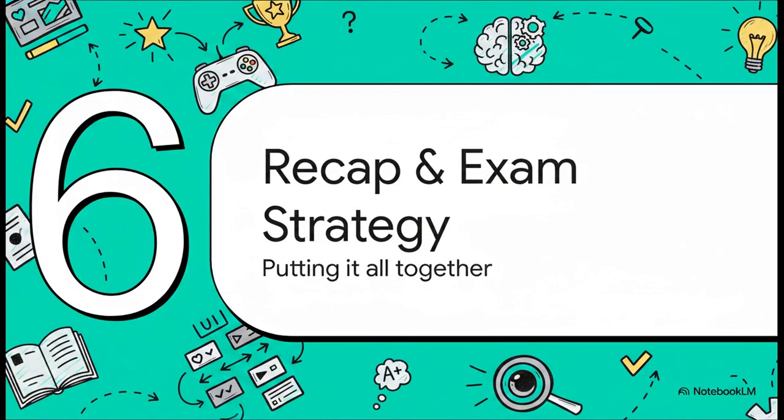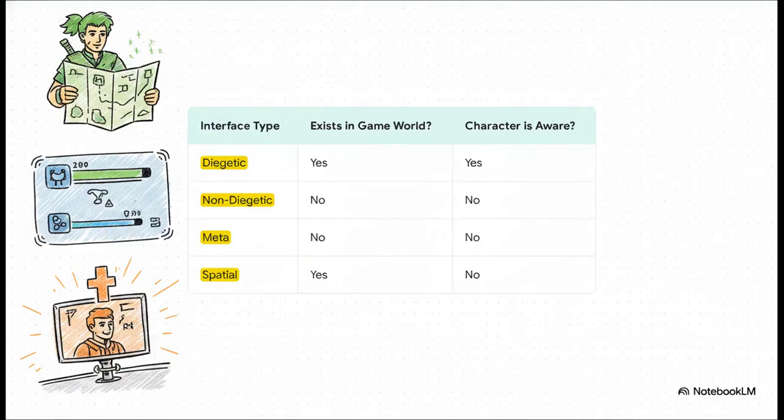Now let's put all this knowledge together into a super useful tool that you can use to analyze any game and just crush those exam questions. This table right here, this is your golden ticket. Seriously, when you're looking at any interface, just ask yourself 2 simple questions. First, does it exist in the game's 3D world? And second, is my character aware of it? The answers will point you to the right type every single time.